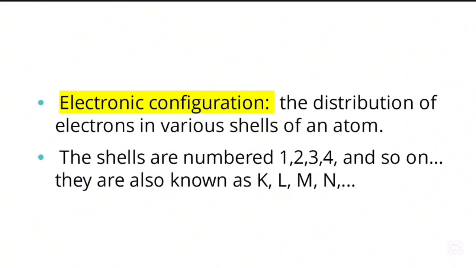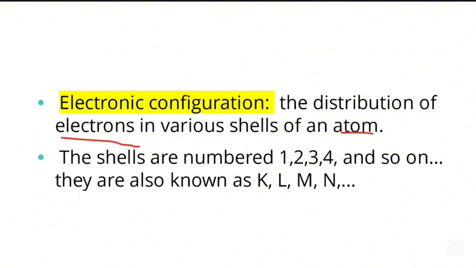In this video we are going to study electronic configuration and atomic structure. Firstly, what is meant by electronic configuration? Electronic configuration means the distribution of electrons in the various shells of an atom. It is the arrangement of electrons around the nucleus of an atom.